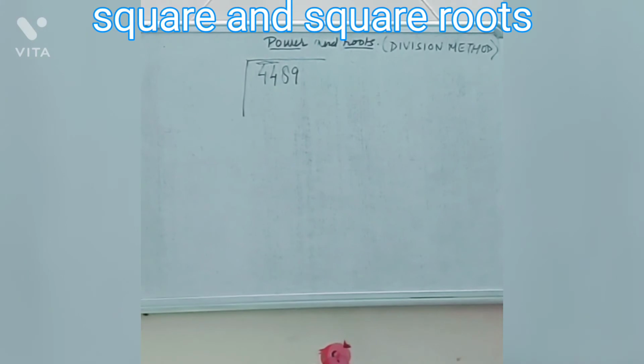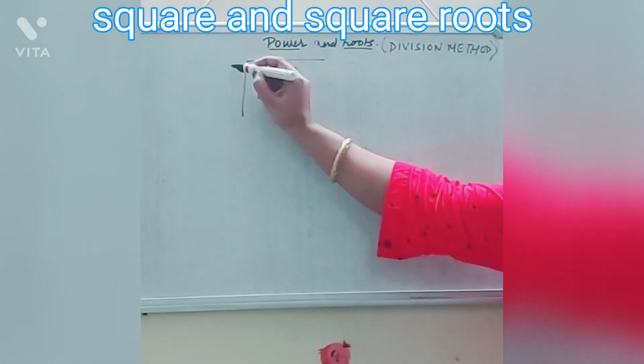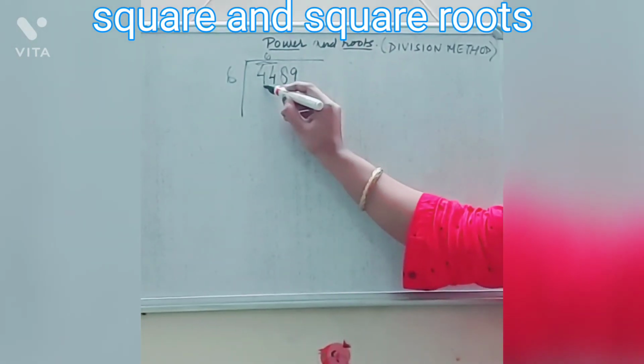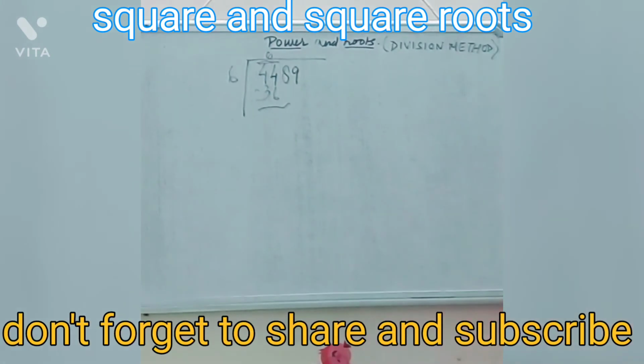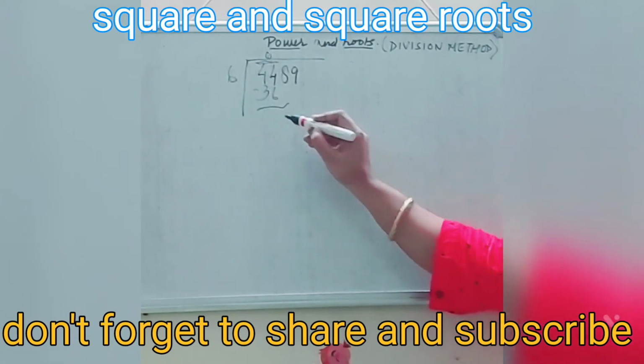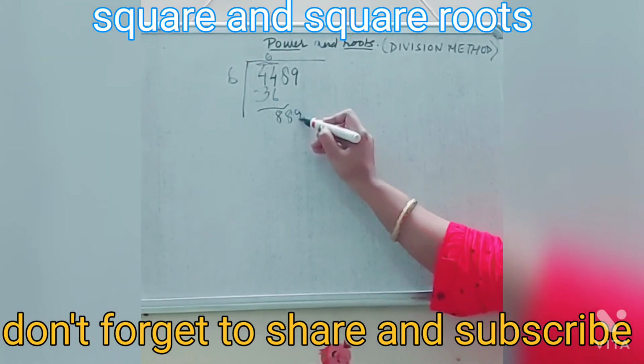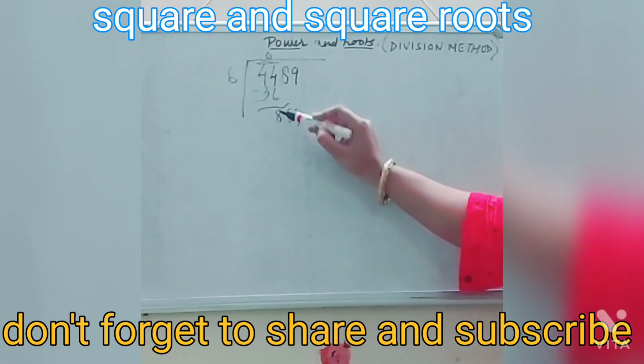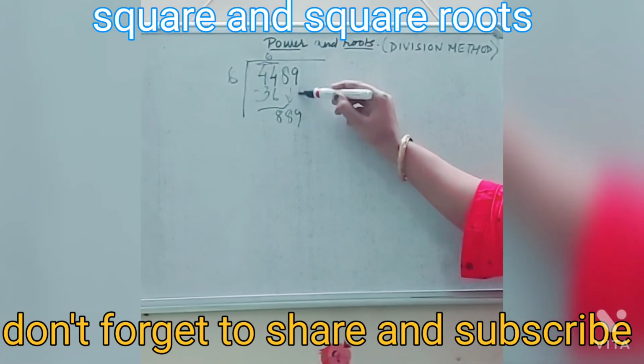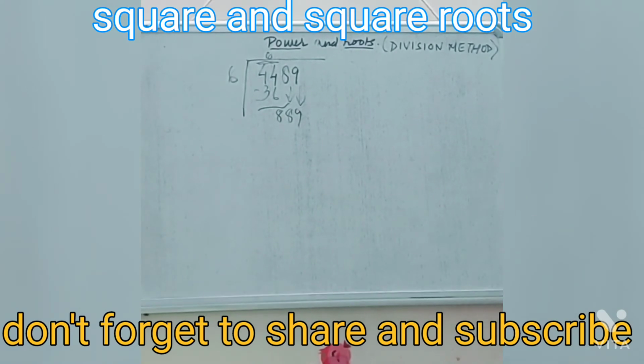But we cannot take 6 into 5, or 7 into 9. No. In the square root division method, we have to take 5 into 5 or 6 into 6 or 8 into 8. Whatever the number is, it should be multiplied by itself. So we will take 6 sixes are 36, right? And the remainder here is 8, and 89 will come down together, because it is square root, so 2 numbers come down together as we take 2 numbers for division, right?